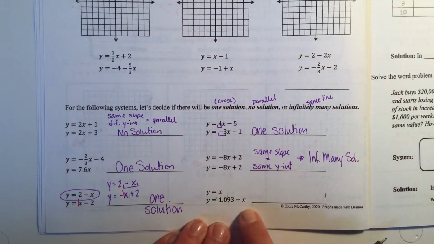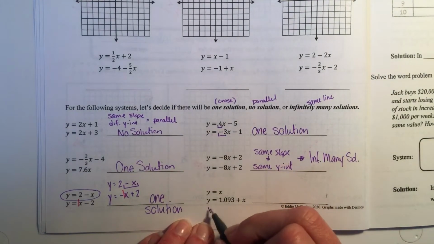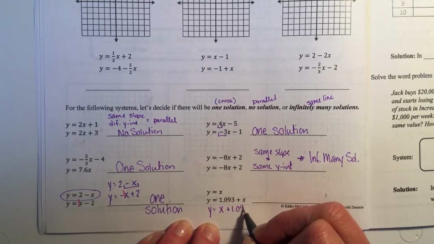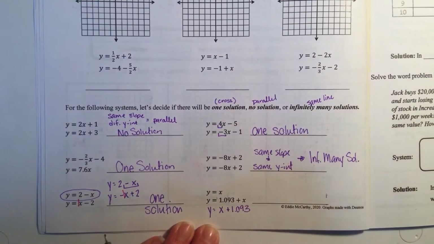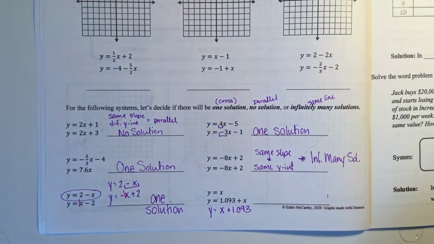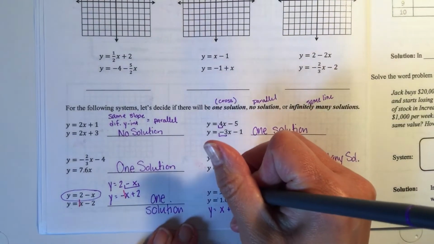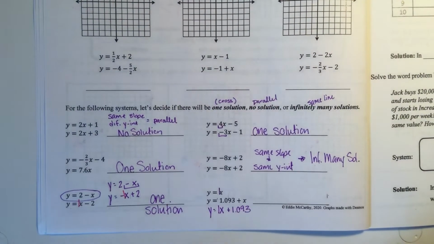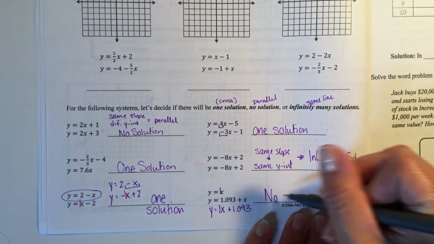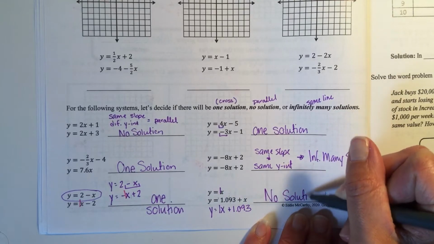Next one, again, these are switched around a little bit. You might want to envision this like this. I'm not moving it to the other side, so as long as I keep they're both positive, as long as I keep that with it, I can move them. This is a slope of 1, this has a slope of 1. What does that mean? That means they're parallel. No solution.